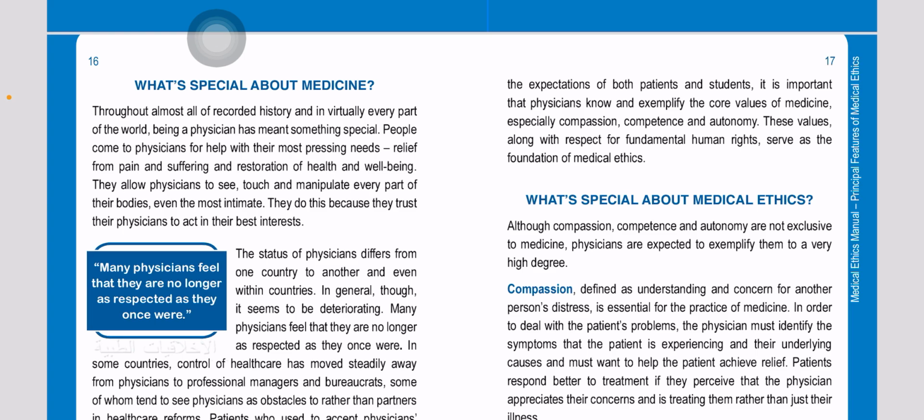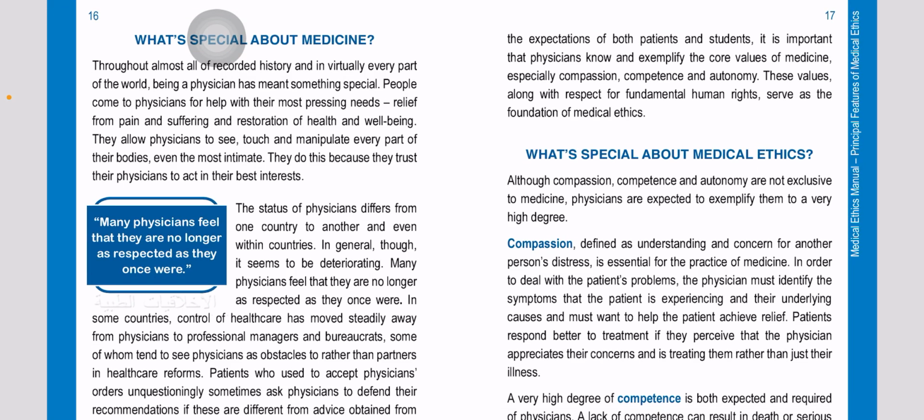More often than not, patients that will go to you for treatment, because you are the expert, will follow everything you say. Your words are like gospel truth to them. They do this because they trust their physicians to act in their best interest.